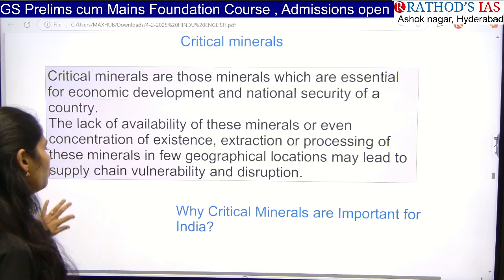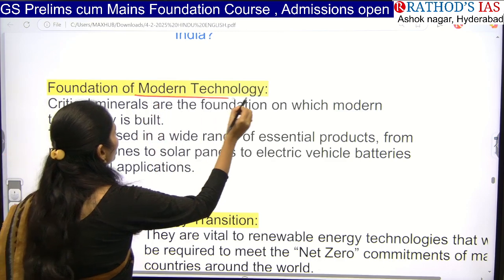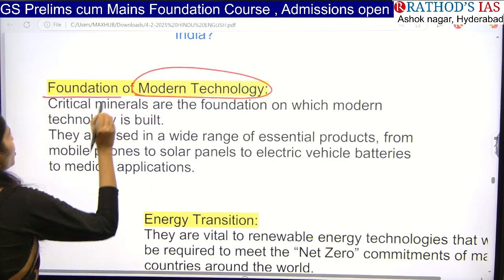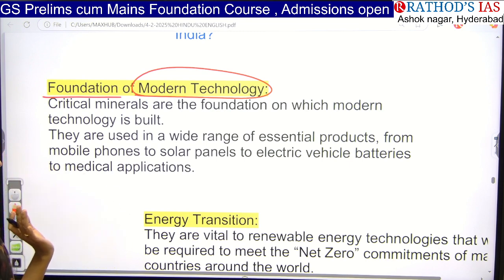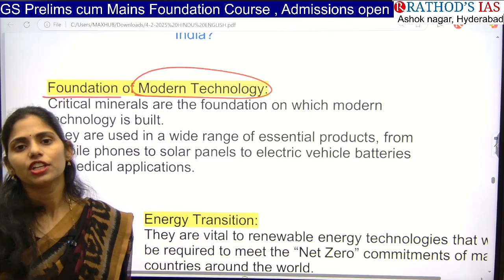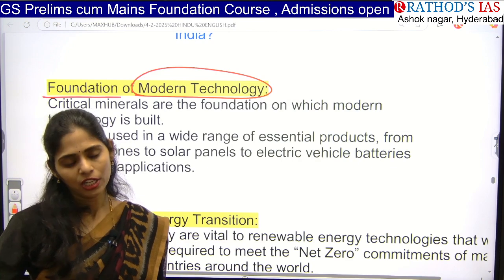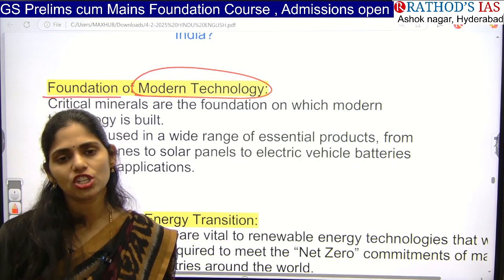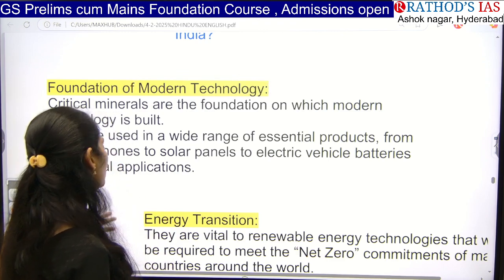Now let us see why critical minerals are important for India. The first one is modern technology. For the foundation of modern technology, yes, we need these kinds of critical minerals for sure. For example, electric vehicle batteries and medical appliances. For example, big machines that work on infrared radiations or magnetic resonance, that is MRIs and CT scans. For the operation of such medical applications and similar equipment, we also need these critical minerals.